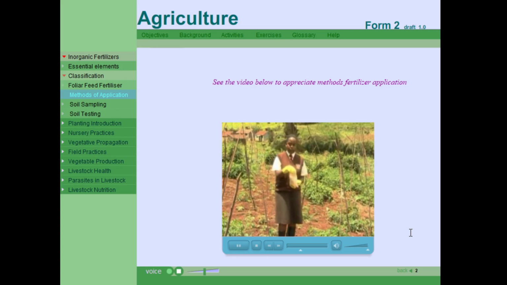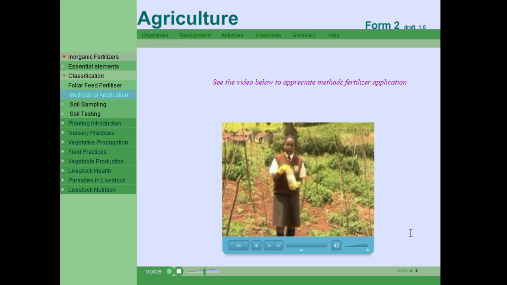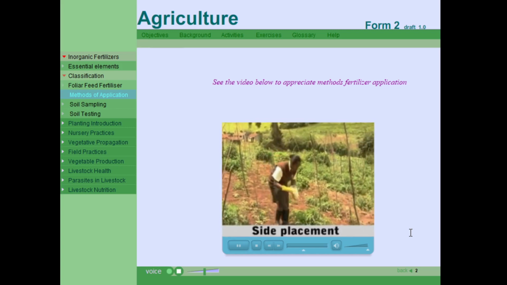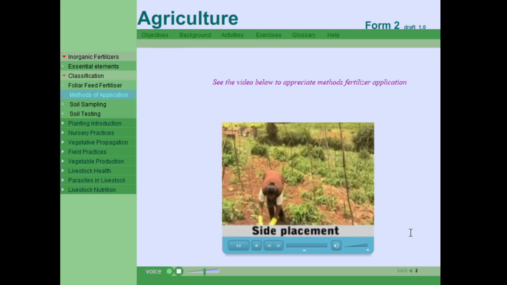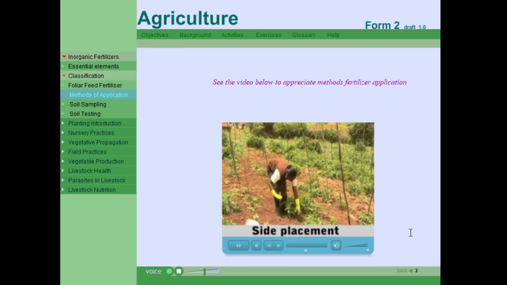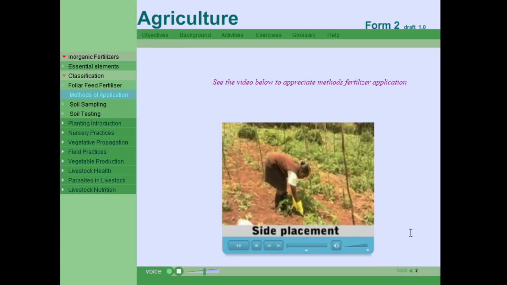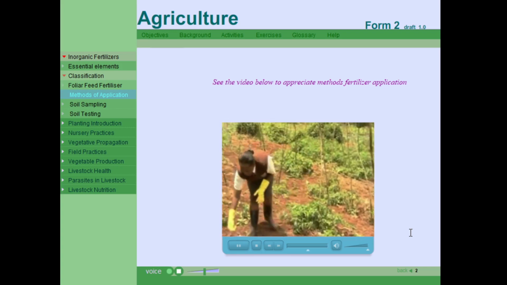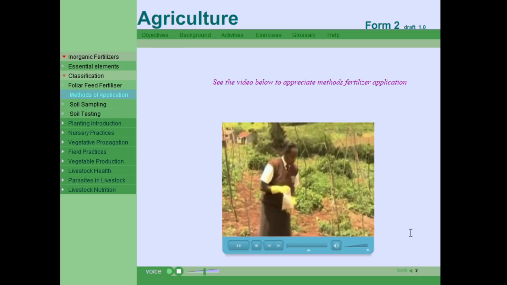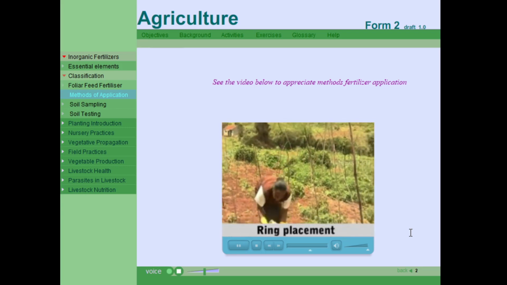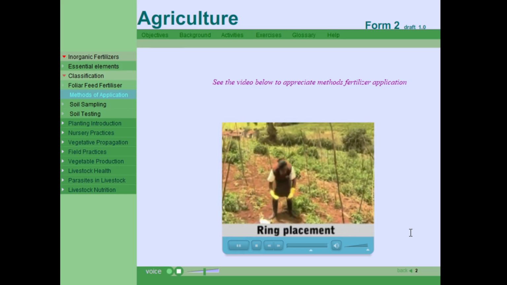So there are two methods of doing top dressing. The first one is side placement. So you take your fertilizer and just, in side dressing, you apply the fertilizer at one side of the plant. And there is also ring application, of which you apply the fertilizer around the plant.